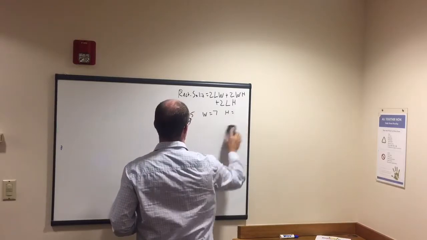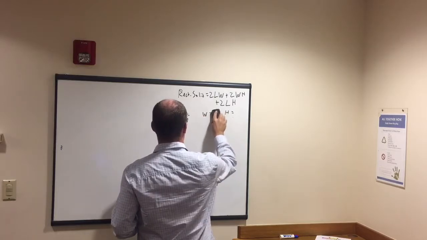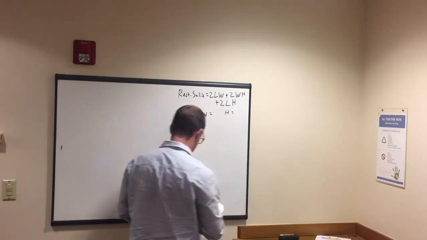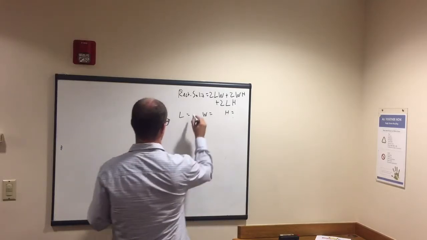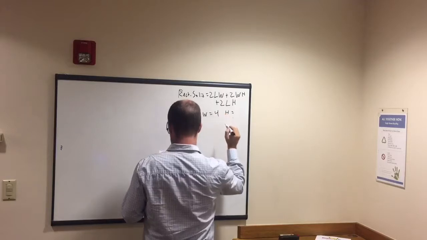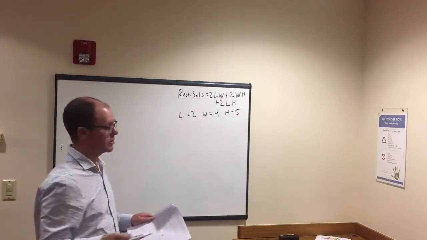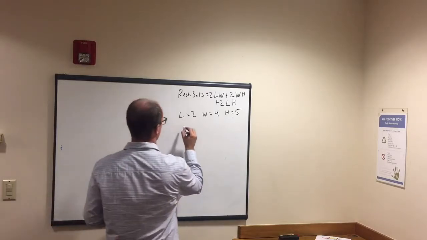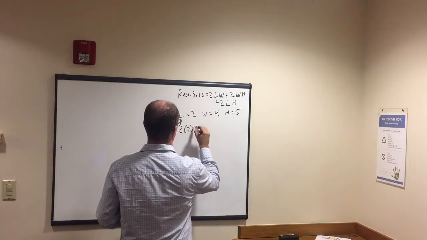Okay, let's do another one. So they'll give you length, width, and height. You have to know the formula and plug it in. On this one, length is 2, width is 4, height is 5. So we go through exactly the same process. 2 times 2 times 4.